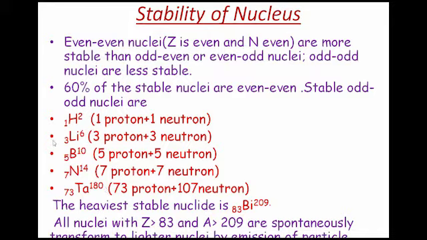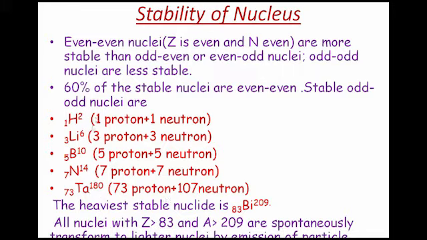For example, H-2 (1,2), Li-6 (3,6), B-10 (5,10), N-14 (7,14), and Ta-180 (73,180) are stable odd nuclei. Here in the case of H-2, 1 proton and 1 neutron, so this is an odd nucleus. Lithium: 3 protons and 3 neutrons, so this is again an odd stable nucleus. Boron: 5 protons and 5 neutrons are again a stable odd nucleus. Nitrogen-14: 7 protons plus 7 neutrons is again an odd nucleus. Tantalum-180: 73 protons and 107 neutrons is again stable.